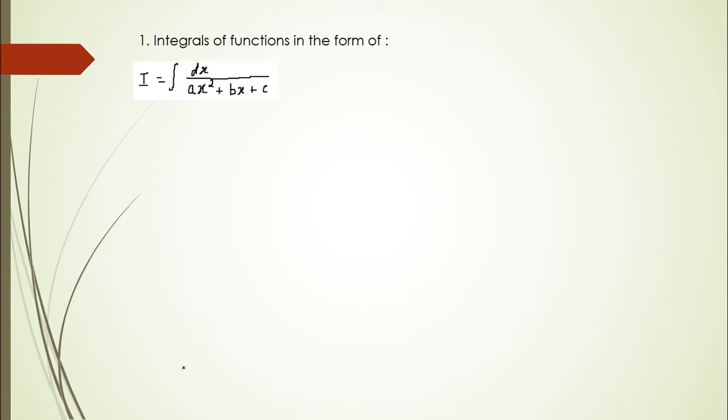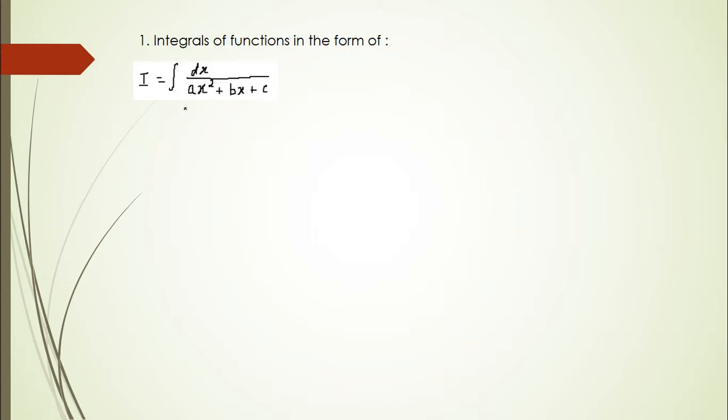Now we shall see the type of problems that we shall have here. The first type are those in which the functions are in the form of I is equal to integral dx by root of ax square plus bx plus c. Here we notice that the coefficient of x square is a.